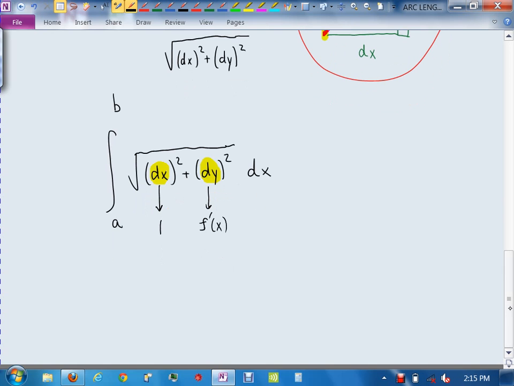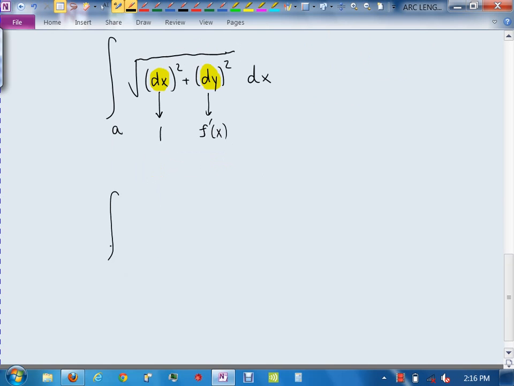So the formula becomes the integral, who has their book? From A to B of the square root of, dx was 1, right? 1 squared, 1 plus f prime of x squared dx. Someone has their book? See that formula there? Is it there? Yeah, that's it, right? It's on page 387.